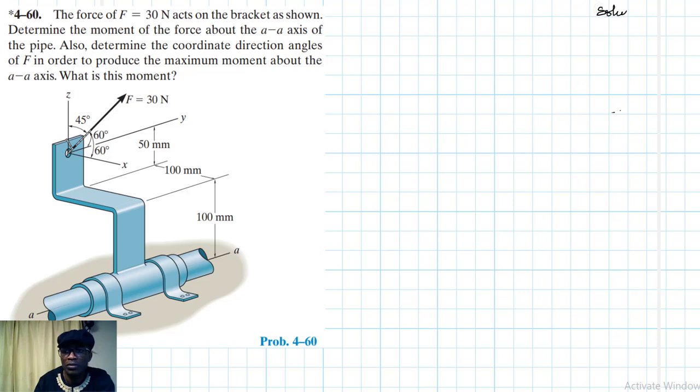This problem is coming from the Engineering Mechanics Statics textbook, 13th edition by R.C. Hibbeler. Right. So we have the first case. Okay, we are being asked to find the moment about the AA axis. So you can solve this either using the scalar or using the vector.